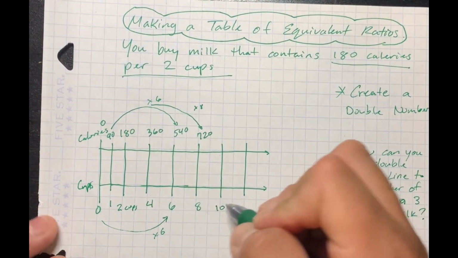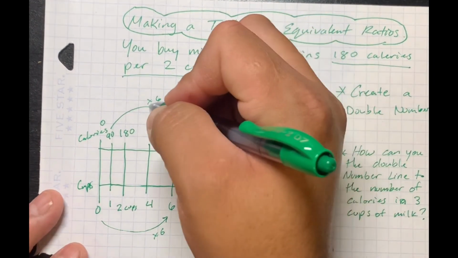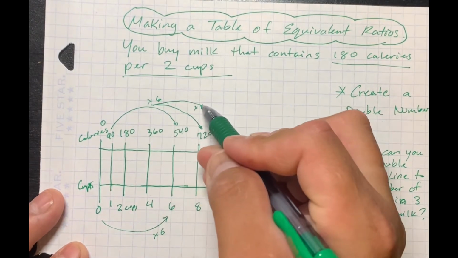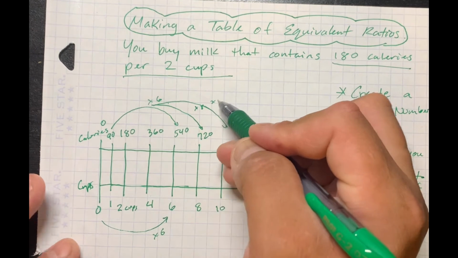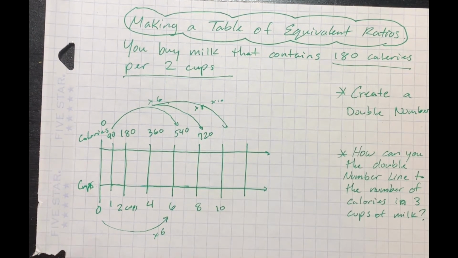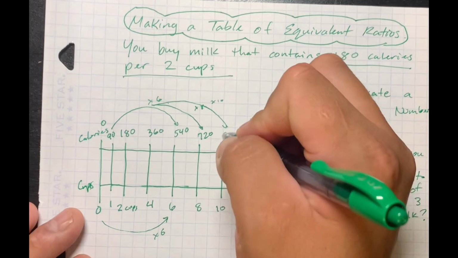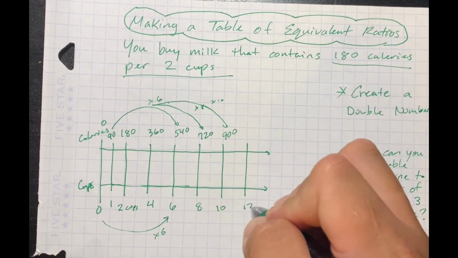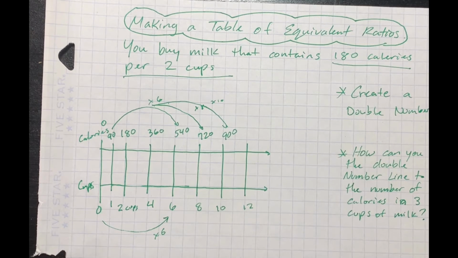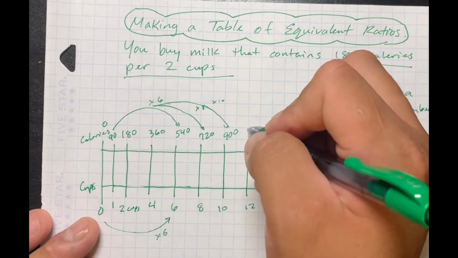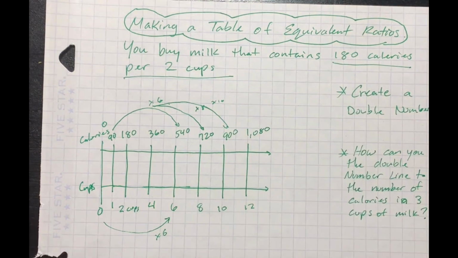What about 10 cups of milk? Again, you're just multiplying the 90 calories times 10 cups of milk this time. So 90 times 10 cups would be about 900 calories. Okay, and then of course 12 cups of milk is going to be 12 cups times 90 calories, which would be, I'm guessing, 1080 calories. Okay, so basically it's all the same thing. You're multiplying both values in this double number line. So that's basically it.